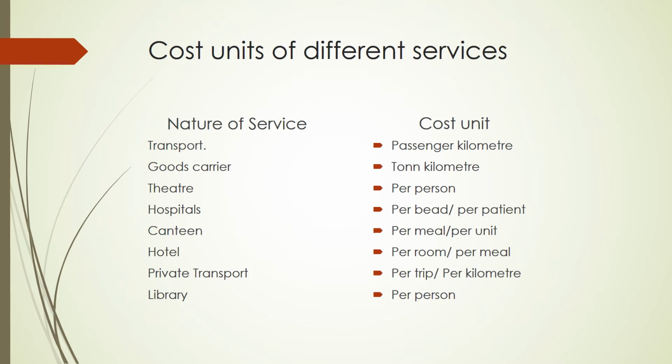So let us examine: transport uses passenger kilometer, goods carrier ton kilometer, theatres per person, hospitals per bed or per patient, canteen per meal or per unit, hotel per room or per meal, private transport per trip or per kilometer, library per person.